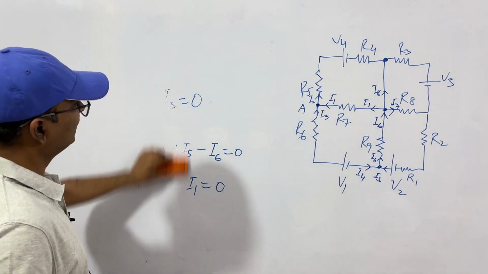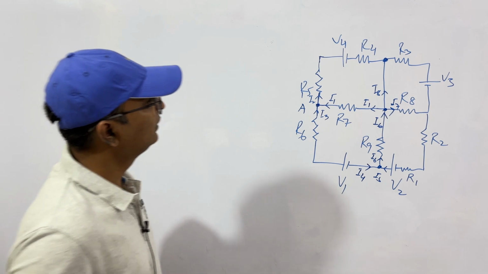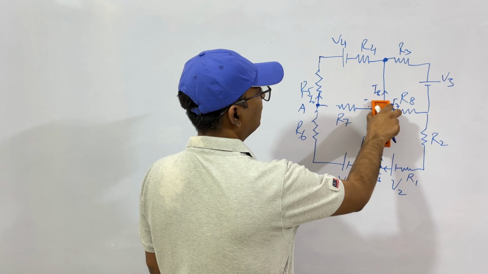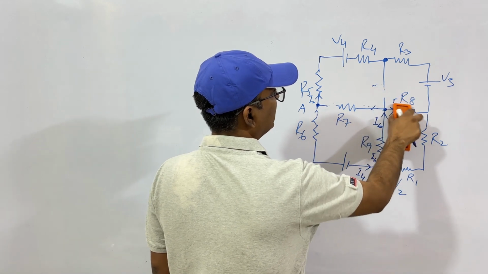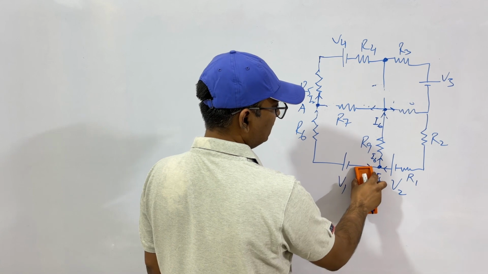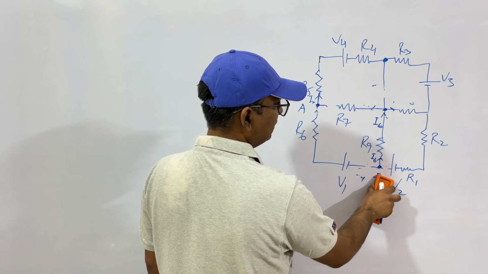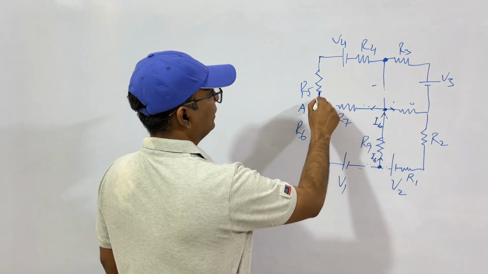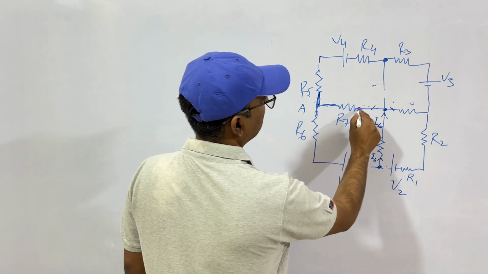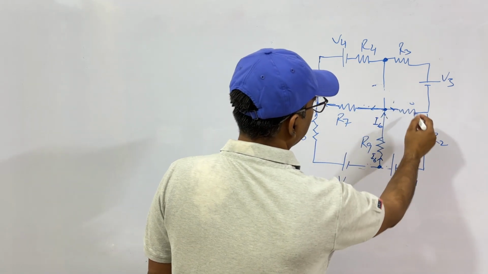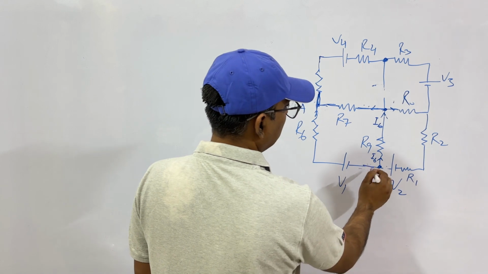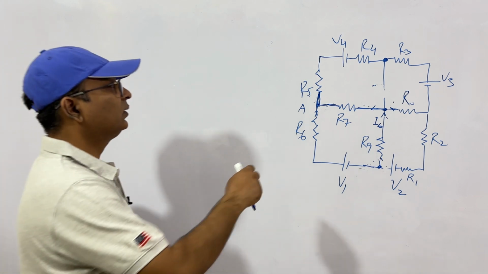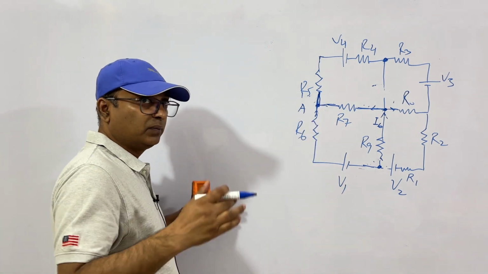Now, let's see the second one, Kirchhoff's voltage law. First of all, let me explain and then we'll find the currents using KCL and KVL. Okay, so we have this circuit. This was our R8. Now Kirchhoff's voltage law. According to current law, the algebraic sum of incoming currents is zero.